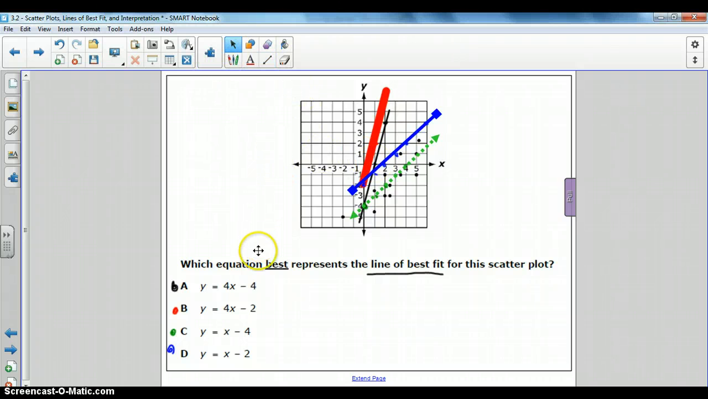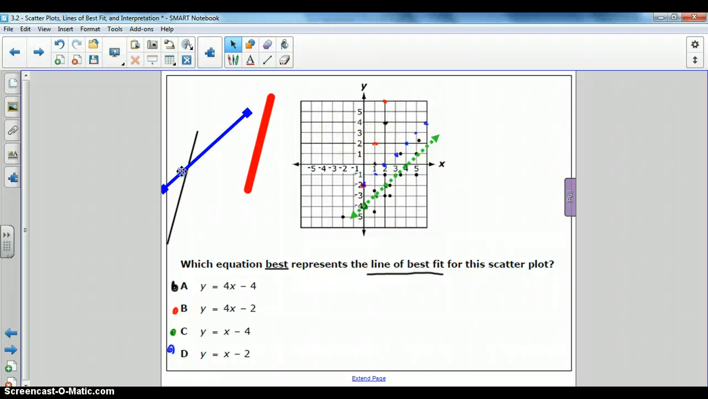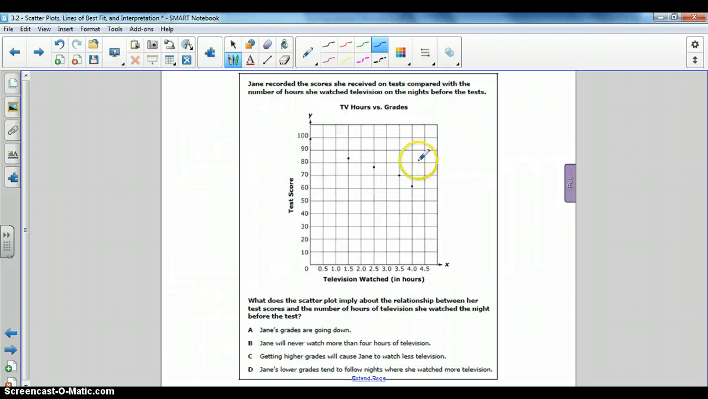So which one is the best fit? Which one gets the most amount of data? If we take these away, we can see that this green line definitely is in the data. So the answer is C. So that's just what a line of best fit is. Which line, if you were to graph it, gets the most amount of points?